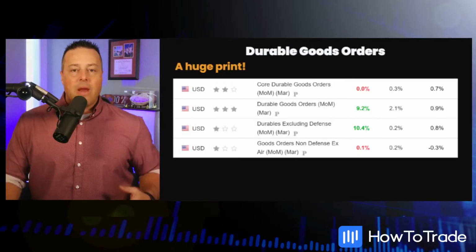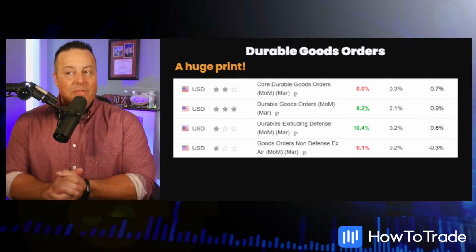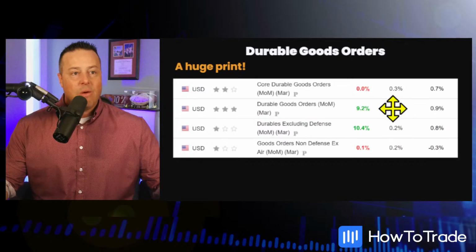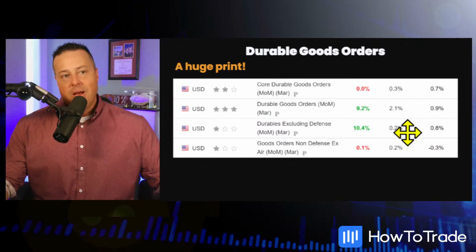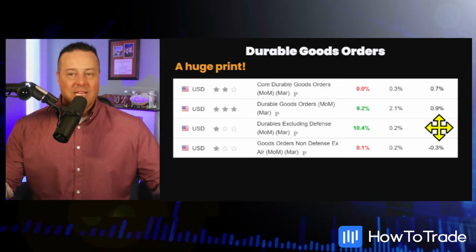Durable goods, think about appliances. Think about big ticket items that you're going to buy and finance typically. That's really what we're looking at with the durable goods. We saw a major print today. We saw right there 9.2%, which came in well above expectations at 2.1 and 0.9. So that suggests the consumption is high.